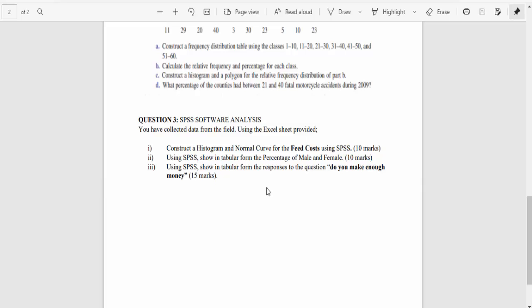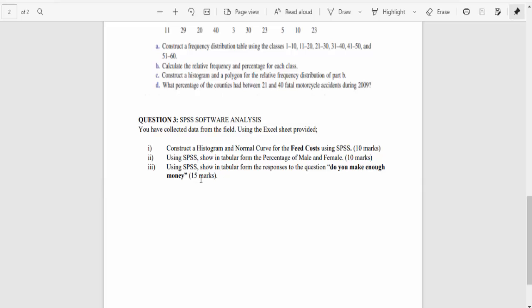In this particular case, the student we were assessing was given data to do with feed costs because that was more familiar to him. So we asked him to use SPSS software to construct a histogram and a normal curve, and also to tabulate the percentages of male and female. You can see these are a lot of marks, 10 marks each. The last one was 15 marks. I want to say that he did well and I was proud of him. Okay, so you could actually benefit from this kind of program.